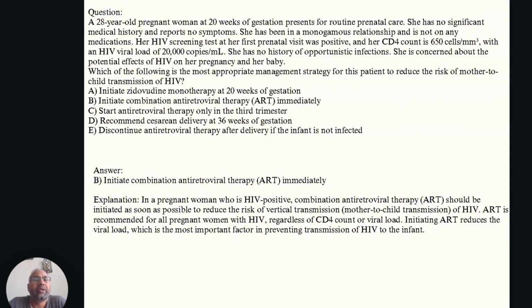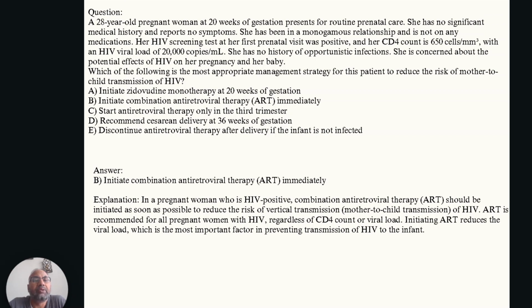But the important point here is her viral load, which is quite significant, 20,000 copies per ml. She has a considerable viral load, and her CD4 count is also down to 650 cells per millimeter cube. With both these things that make her quite severely affected by HIV, we are going to read the choices. The choices here are: one, initiate zidovudine monotherapy at 20 weeks. Second, initiate combination antiretroviral therapy immediately. Third, start antiretroviral therapy only in the third trimester.